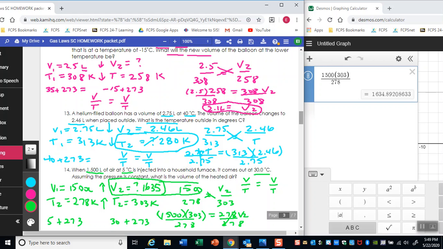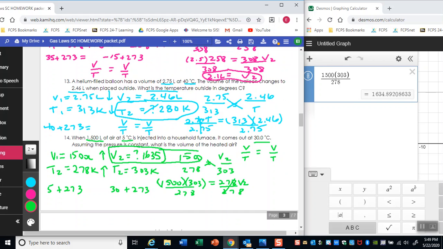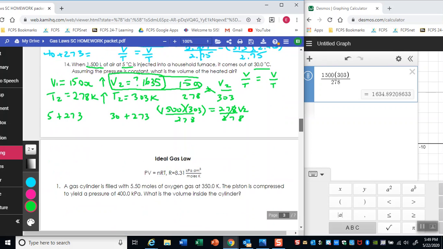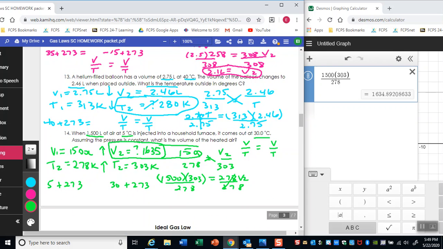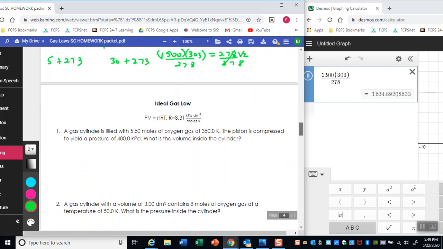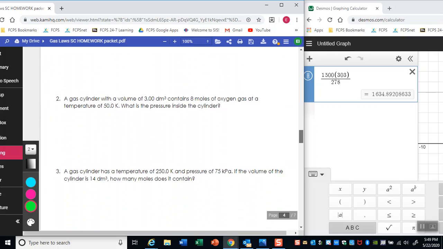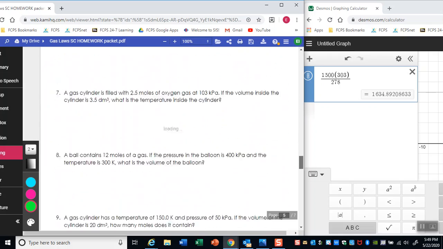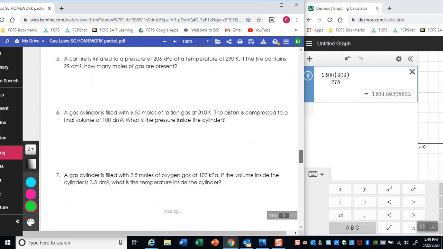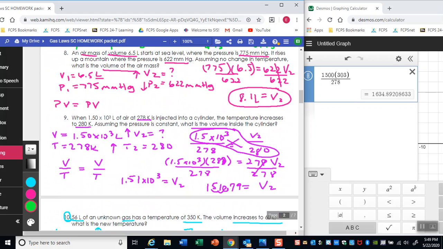All right, and on your test you will have multiple choice. So as long as you get close, you just pick the one that's closest. All right, very good, and thank goodness that is it. 14 problems. Good job. And then we'll start practicing with the ideal gas law and partial pressures, and we're done with gas laws. So good work.